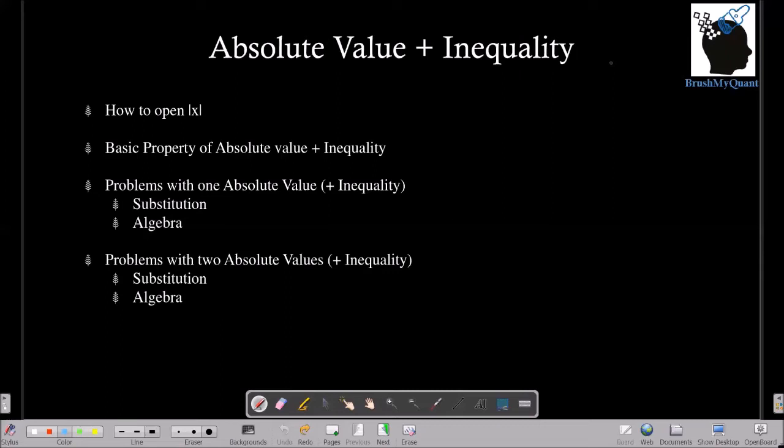In this video, we'll talk about how to open mod of x. We'll talk about a basic property of absolute value plus inequality. Then we'll solve two types of problems. Problems with one absolute value and inequality using two methods, substitution and algebra. And problems with two absolute values and inequality using substitution and algebra. So let's get started and learn about how to open mod of x.